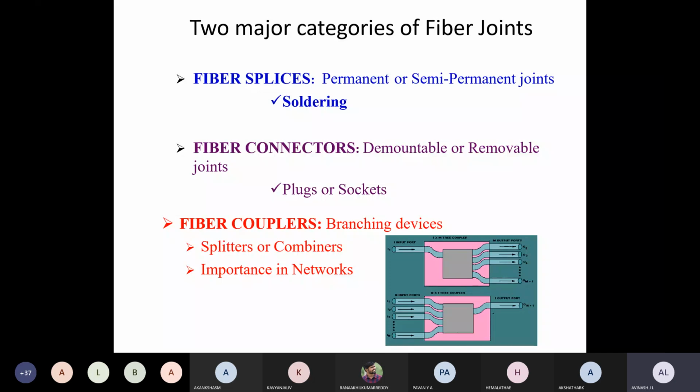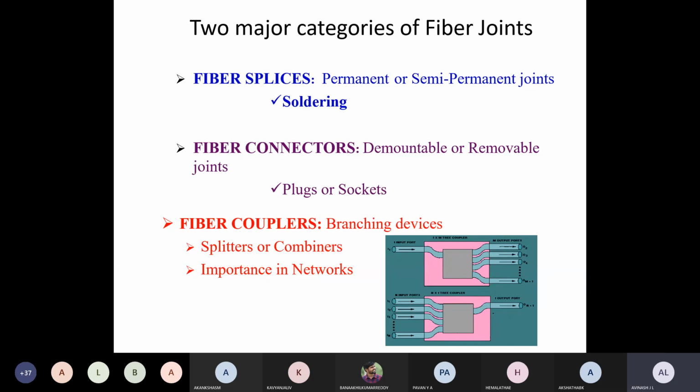Next terminology, fiber couplers. Fiber couplers are nothing but branching devices. In the last semester, maybe in the A6 semester, Advanced Digital Communication Lab, you people were using optical couplers, optical isolators, and so on. With respect to optical energy, those are called optical couplers. So here fiber couplers are nothing but branching devices.